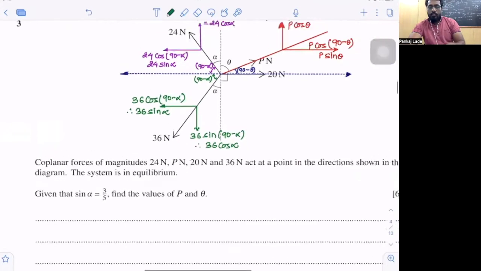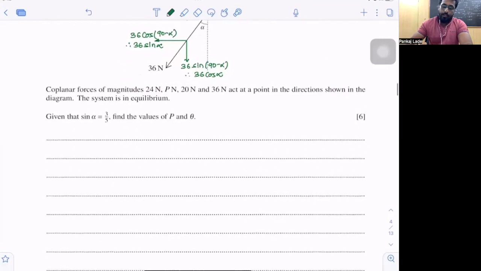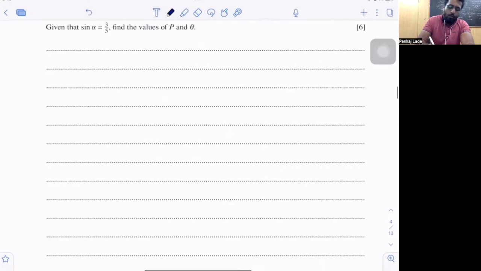So now it's time for us to sum them up. I know that if I take all the horizontal components and add them, I'll get the horizontal component of the resultant force. But the resultant force is 0. The system is in equilibrium. That means the sum of all the horizontal components should be equal to 0. The sum of all the vertical components is also going to be equal to 0. Right, guys? So let's quickly move further. Since the system is in equilibrium, let's write a few steps.